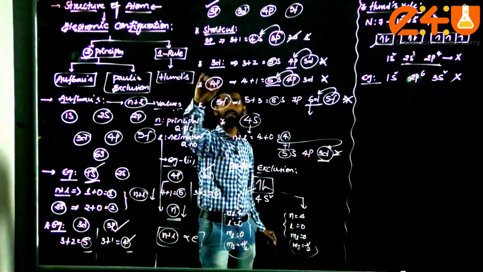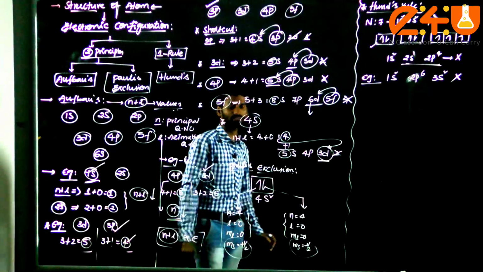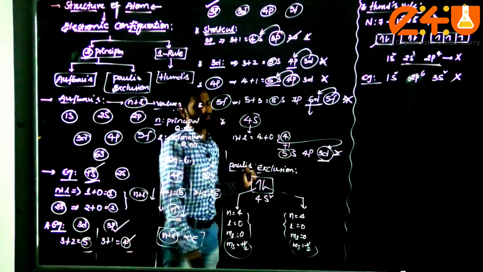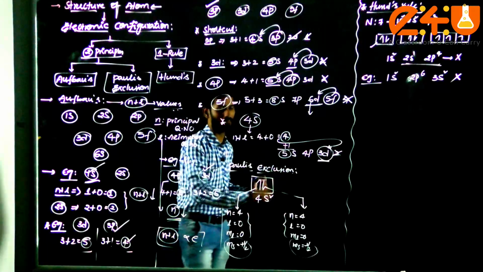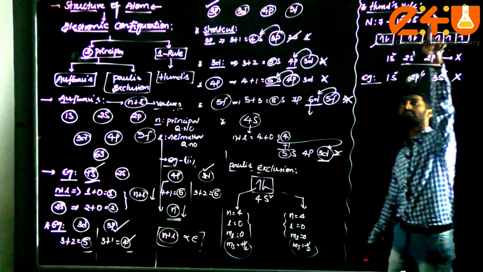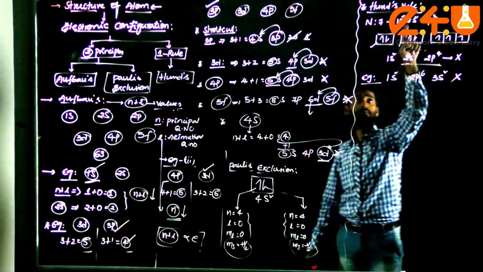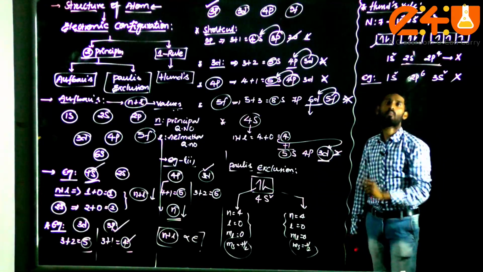Next, the shortcut I have already given. Just please note down Pauli's exclusion principle: no 2 electrons in an orbital can have all 4 quantum numbers the same. The first 3 quantum numbers are the same and the 4th quantum number will be different. That's why this comes under Pauli's exclusion principle. Third one is Hund's rule: the pairing of electrons doesn't take place until each orbital contains 1 electron.